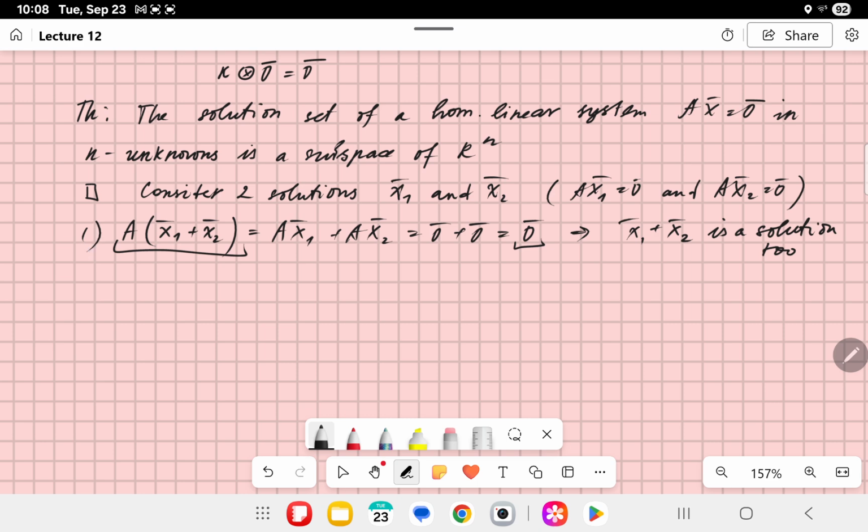Okay, good. Number 1. So it's closed under addition. If you have two solutions and you add them, you are still going to get a solution. Closed under scalar multiplication. Let's consider x1 as a solution. If I apply A to kx1, I'm going to take the constant outside of the matrix, which I can do, and I'm going to get k times Ax1, which is equal to 0. So k times 0 is going to produce 0. So interestingly, that's also going to be a solution.